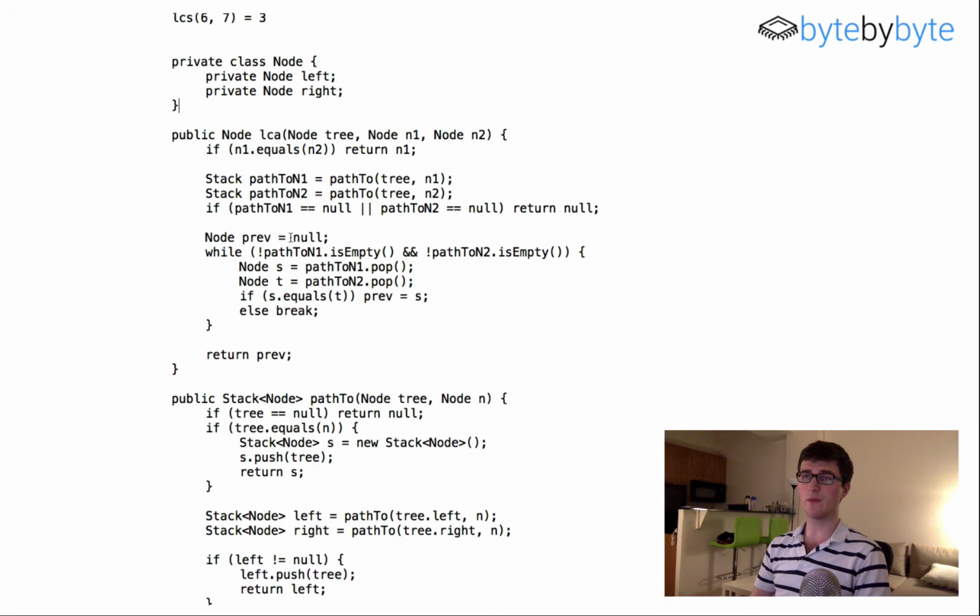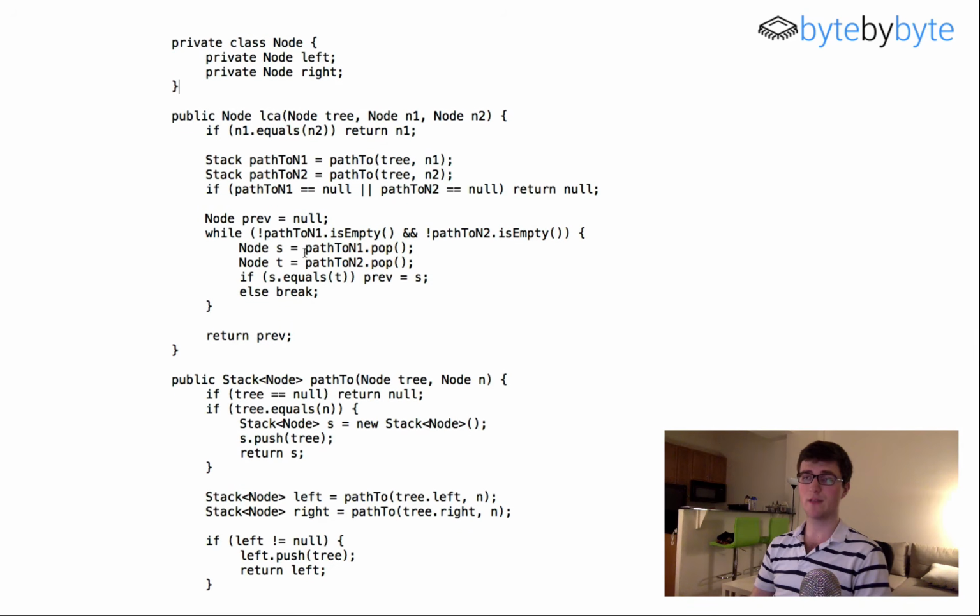And I guess the last thing that we want to think about here is what is going to be the runtime of this code.